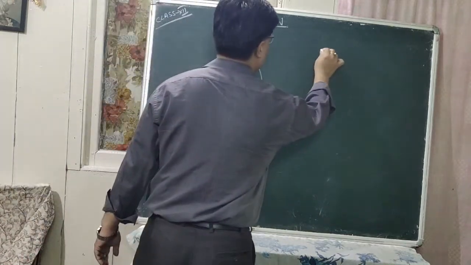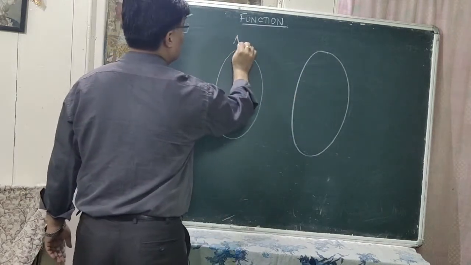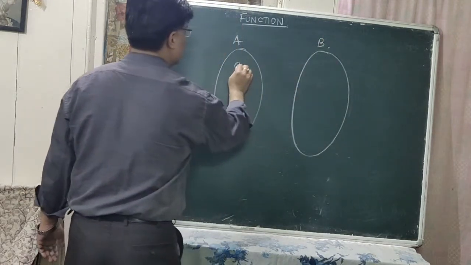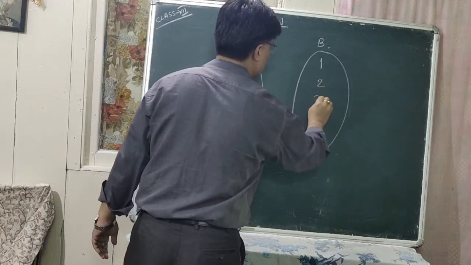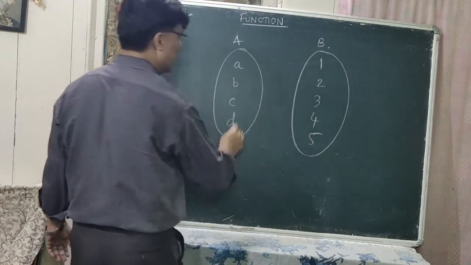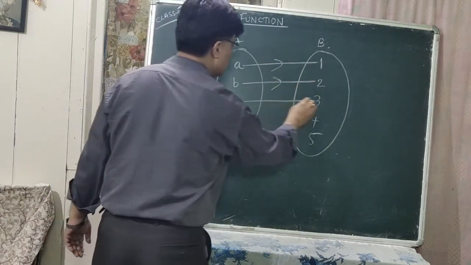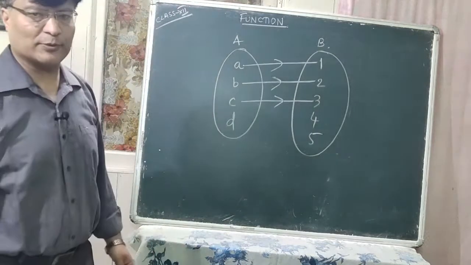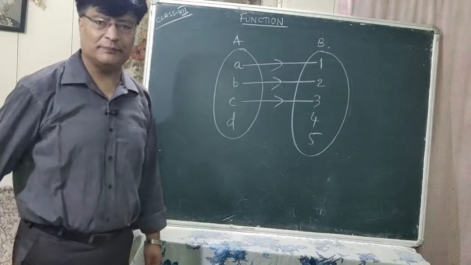So now this is set A, this is your set B, okay? This is set A and this is set B. So it is A, B, C, D and this is 1, 2, 3, 4, 5, right? A is related with 1, B is related with 2, C is related with 3. Only this much is given. Suppose so. So is it a function? Is this a function or not?